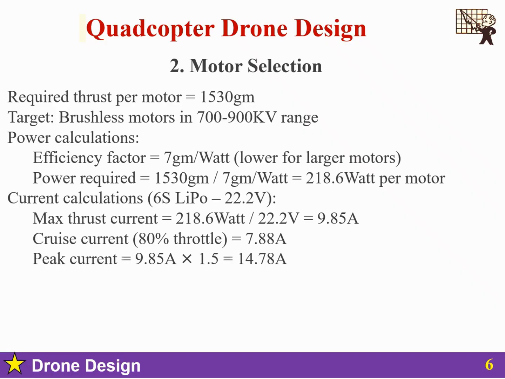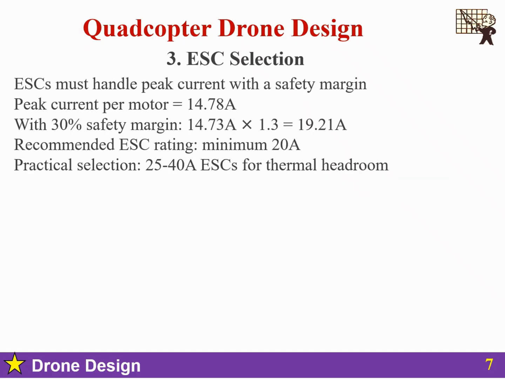Now we will go to the next component selection, that is the ESC selection, that is the electronic speed controllers. ESC selection becomes more crucial as the current level increases for 3 kg compared to 1 kg. Heat generation increases with the square of current, so thermal management becomes paramount. Our peak current per motor is 14.78 amperes with a standard 30% safety margin. Required ESC rating is 14.78 amperes times 1.3, that is equal to 19.21 amperes minimum.